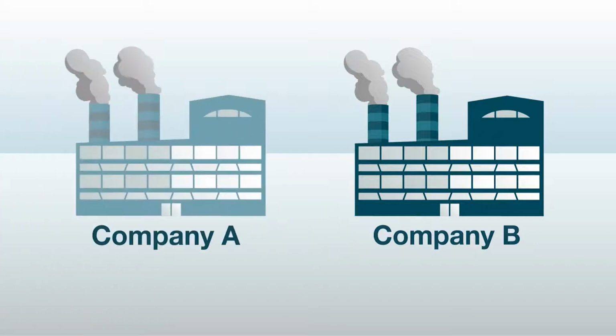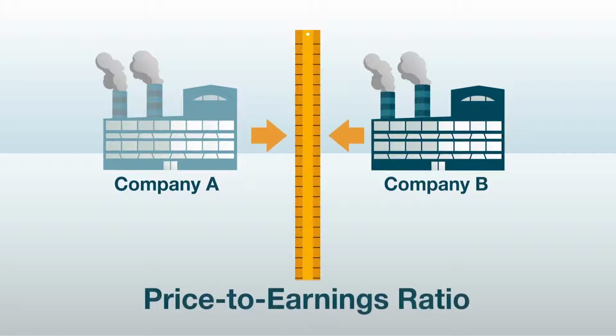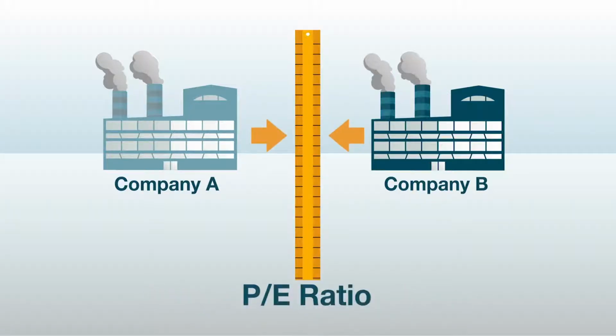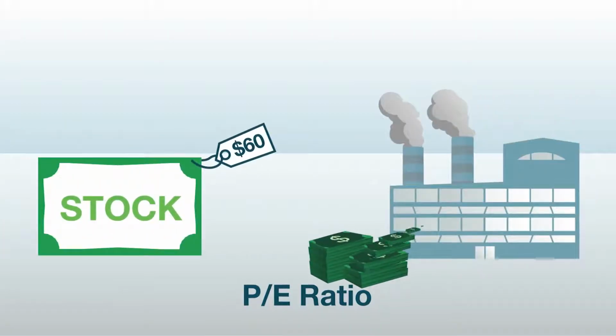To help compare these two companies and determine which may be the better value, we need a common measurement such as the price to earnings or PE ratio. The PE ratio simply compares a stock's price to its company earnings or profit. Now, back to our example.